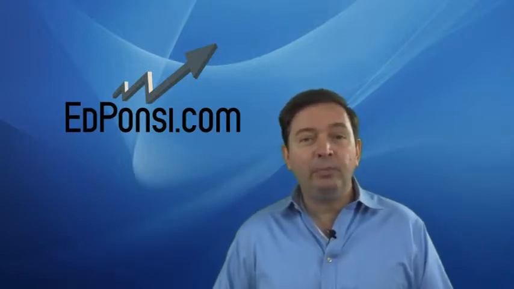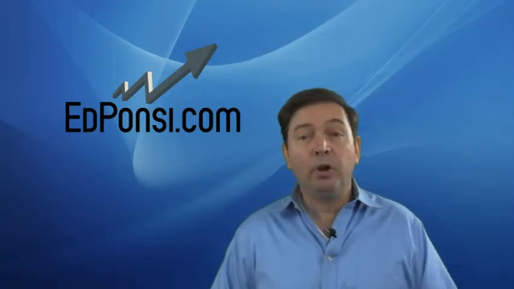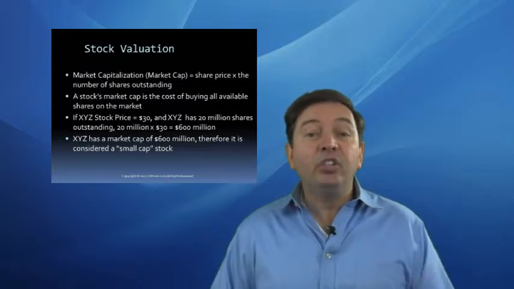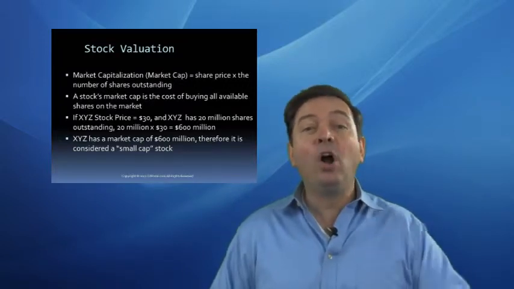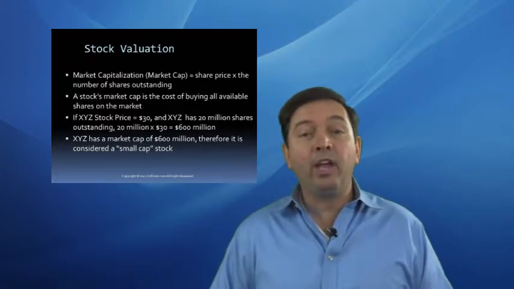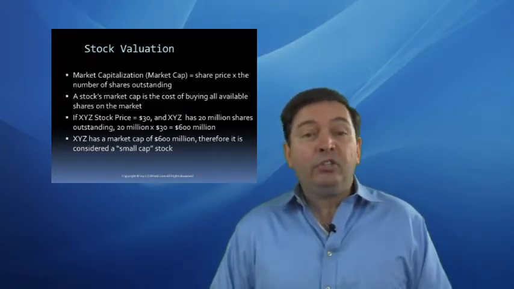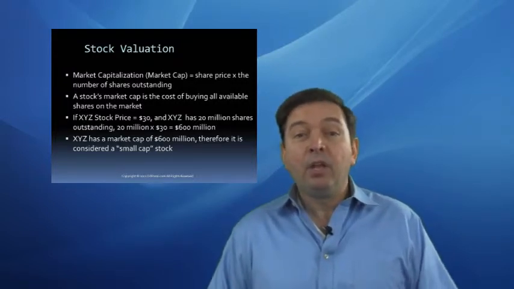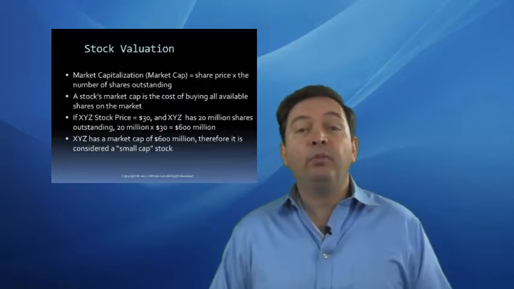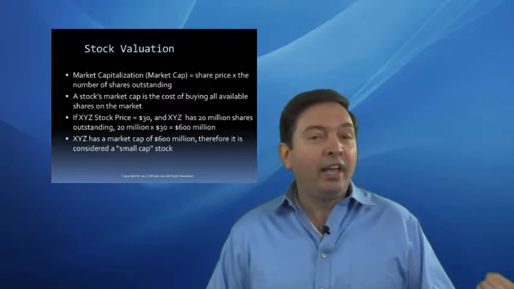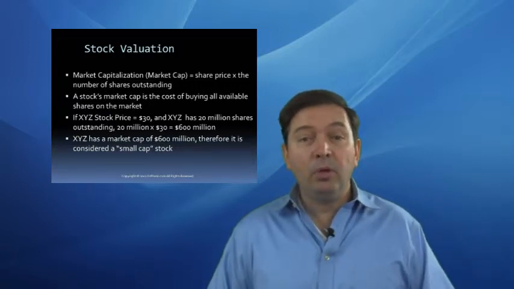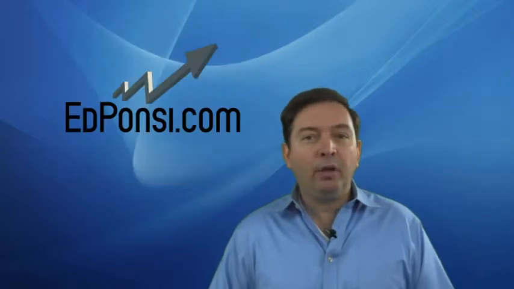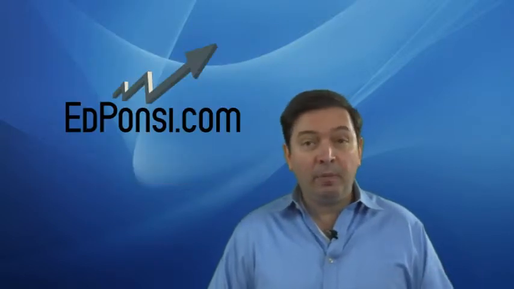Now, when it comes to valuation, the first thing I want to introduce to you is a very, very simple concept called market capitalization, or market cap. It's the share price times the number of shares outstanding. A stock's market cap is the cost of buying all the available shares on the market. So, if a stock is trading at $30 a share and there are 20 million shares outstanding, 20 million times 30 is 600 million. So we could say that that stock has a market cap of 600 million, and that makes it a small cap stock. We're going to try to stay out of the small cap area for reasons that will become apparent as we continue.